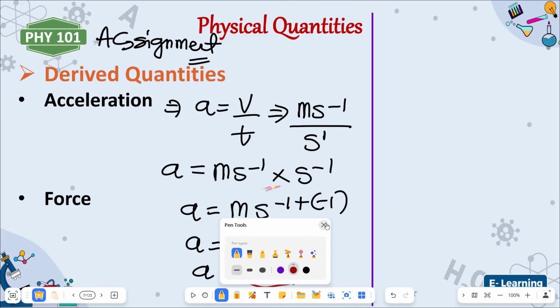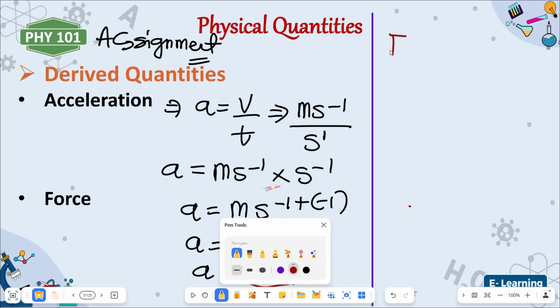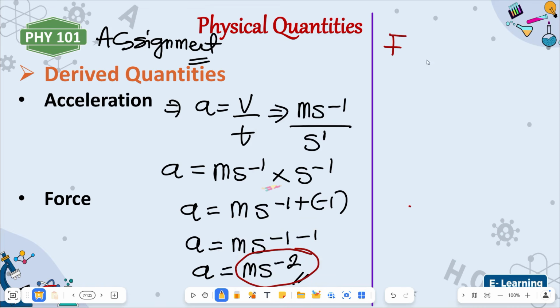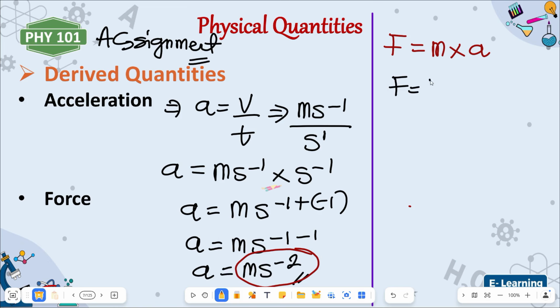So the next thing we are going to look at now is force. Now, my dear student, what is force? Force is equal to mass times acceleration. All right. So if force is equal to mass times acceleration, what did we say the SI unit for mass is? Can you still remember? The SI unit for mass is kilogram. What do you say the SI unit for acceleration is? Meter per second square. So you multiply it times meter per second square. So force will be kg meter per second square.